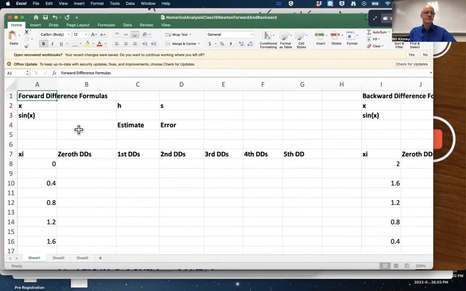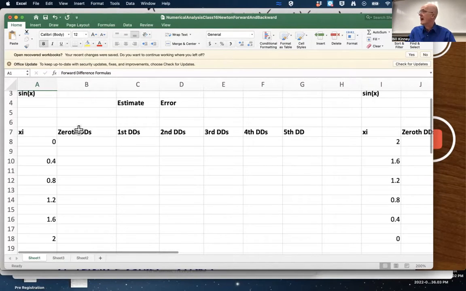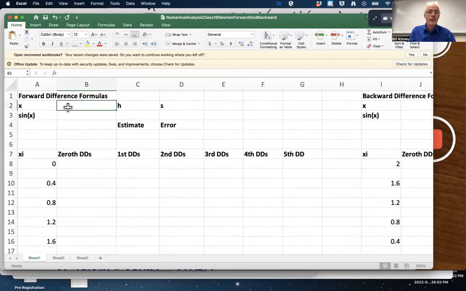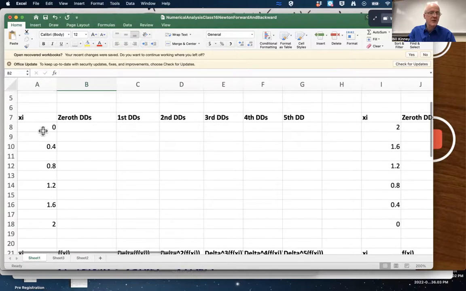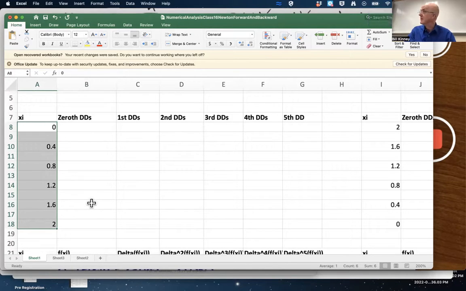Let's apply it to the sine function. So we're going to interpolate the sine function. We'll do it with divided differences as we talked about on Tuesday, and we'll do it with this forward difference formula. And then hopefully we have time to do a little bit of the backward difference formula too. Let's say we're trying to interpolate the sine function using these nodes. Notice there are 6 nodes there, x0, x1, x2, x3, x4, and x5, that are 0.4 apart, equally spaced. So h is 0.4 here.